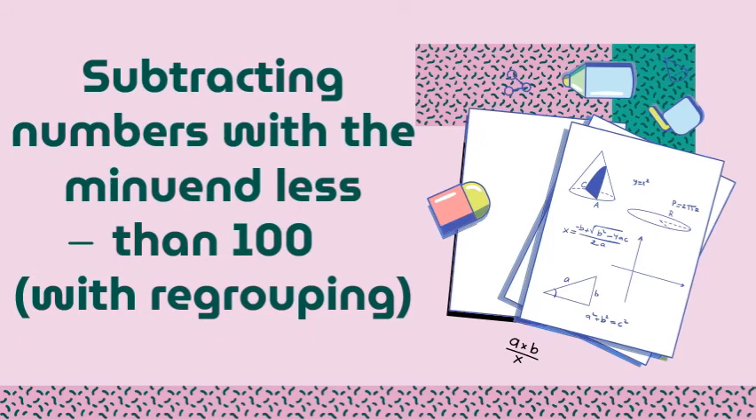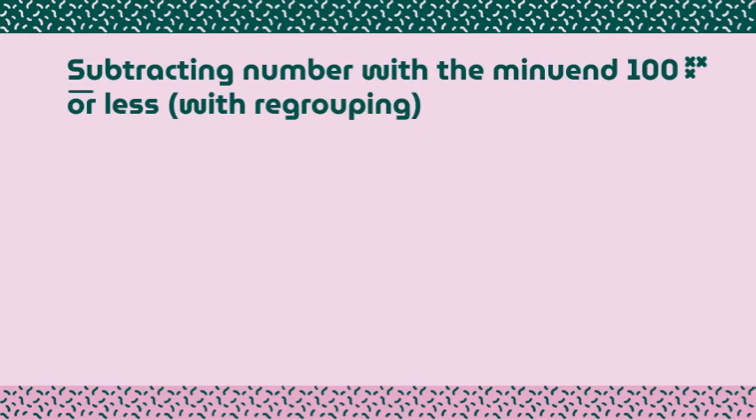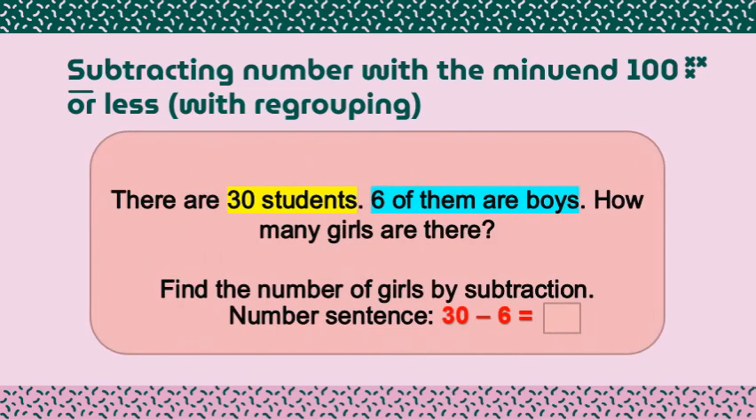Let's learn subtracting numbers with a minuend less than 100 with regrouping. For example, there are 30 students. 6 of them are boys. How many girls are there? Find the number of girls by subtraction. This is the number sentence. 30 minus 6 equals blank.